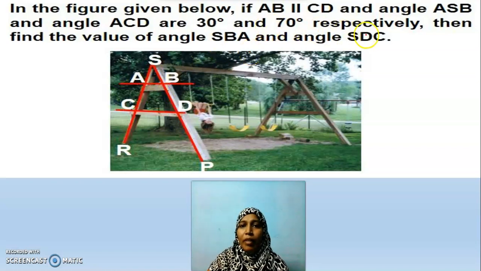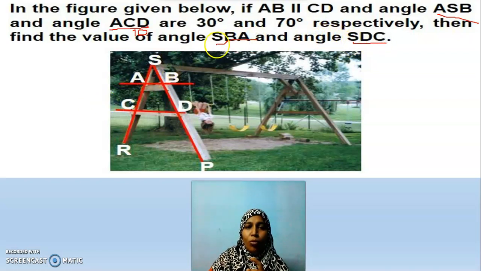How many angle names are stated in this question? List them out: ASB, ACD. Have they given the values for these two angles? Yes. What is the measure of angle ASB? It is 30 degrees. What is the measure of angle ACD? It is 70 degrees. What should I find now? Angle SBA and angle SDC. Four angle names are there in this question. Mark them in this diagram.